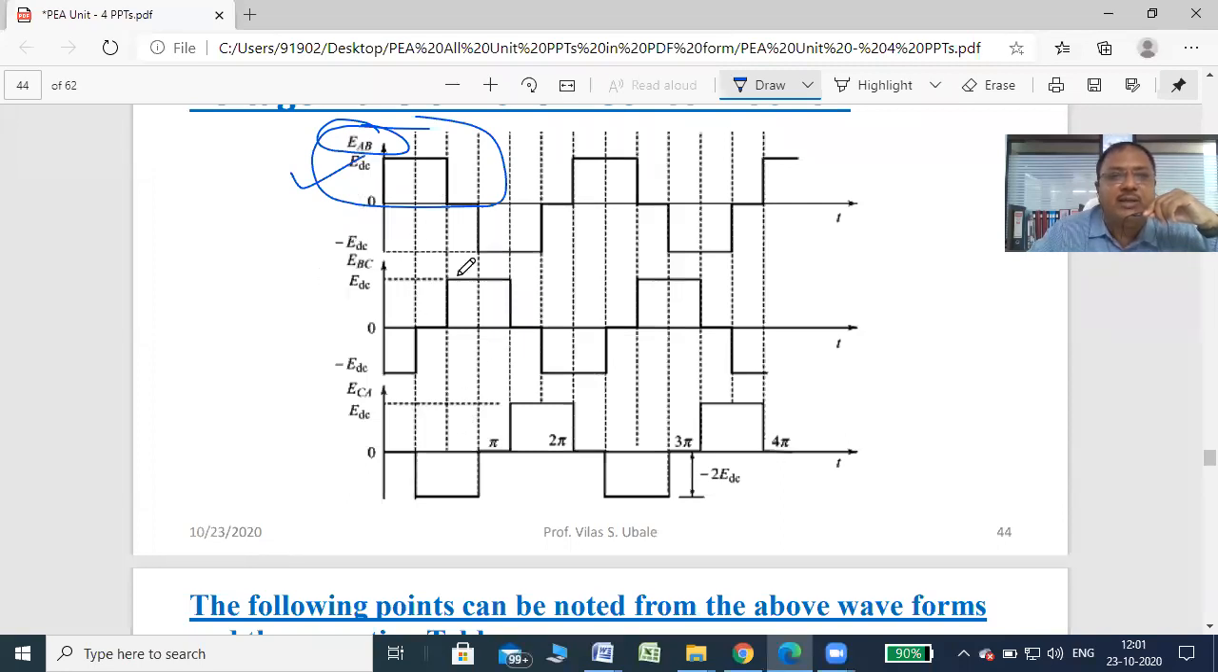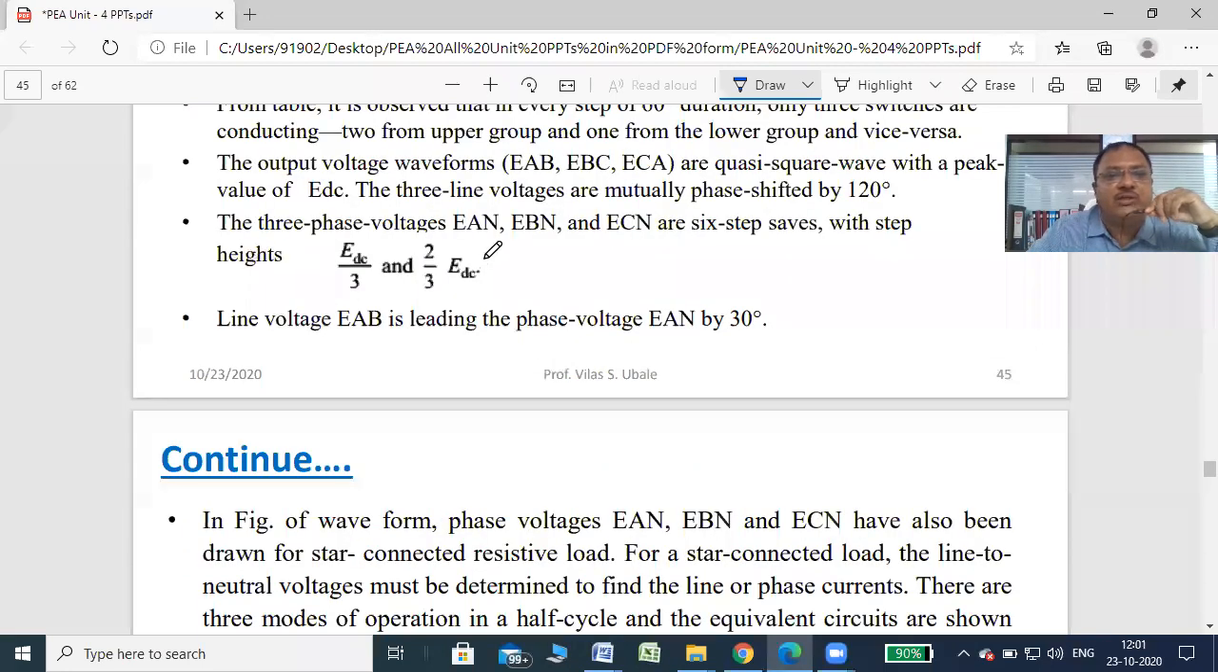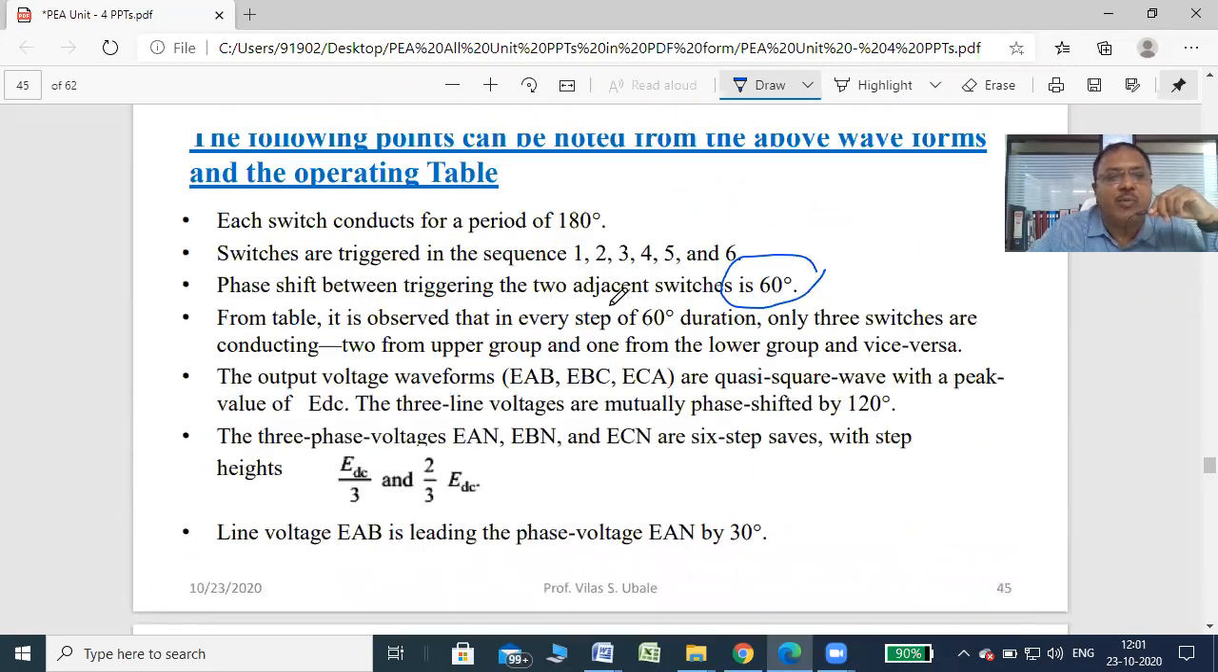These are the quasi-square waveforms, and each waveform is shifted by 120 degrees, that is EAB, EBC. You can check here, it is on for 120 degrees, and the next turns on after 120 degrees. Then the three phase voltages EAN, EBN, ECN are 6-step waves with a step height of EDC by 3 and twice EDC by 3. Line voltage EAB is leading phase voltage EAN by 30 degrees. These are some important points.